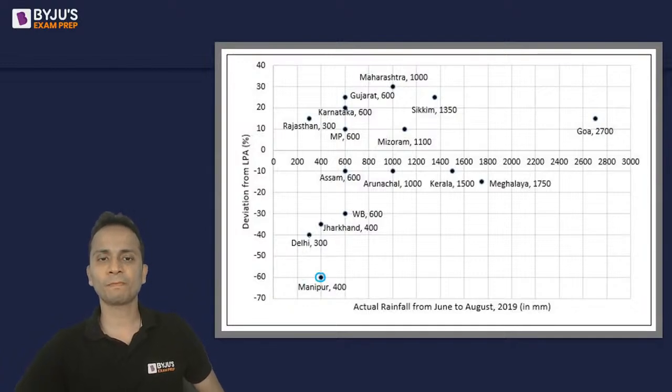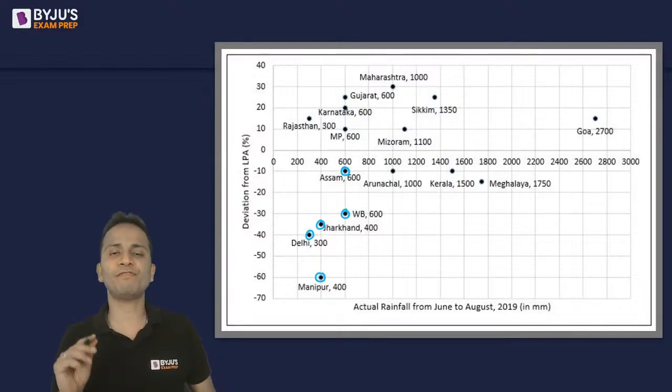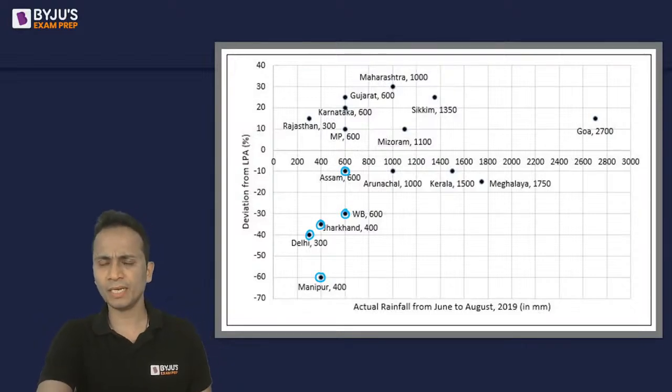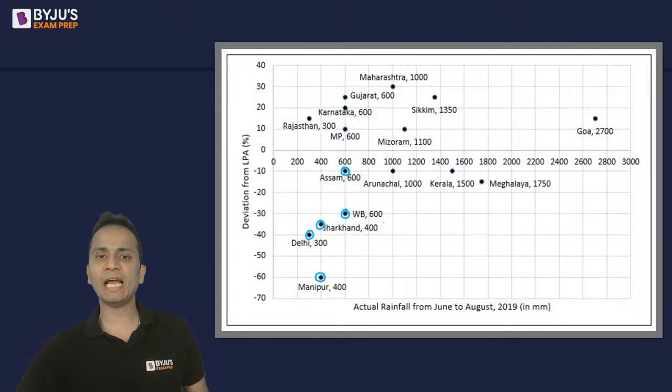So Manipur, Delhi, Jharkhand and West Bengal. Okay, also Assam. So 600 mm or less with negative deviation. These are the 5 numbers. These are the 5 states that I have marked. Okay, now they are talking about only these 5 states. What do we have to calculate? We'll have to calculate the average rainfall for these states. So I have 5 numbers.